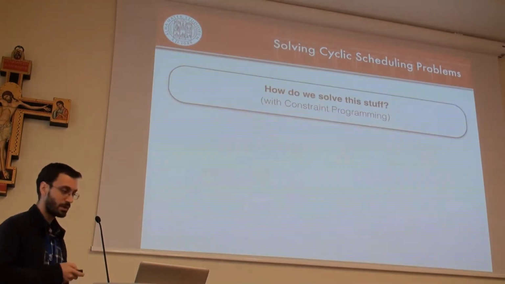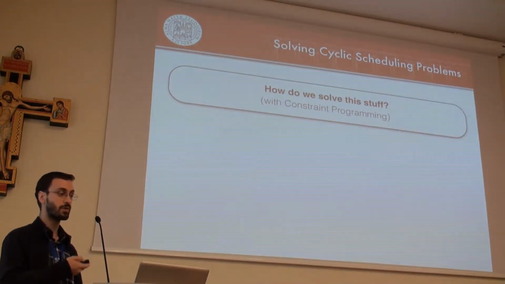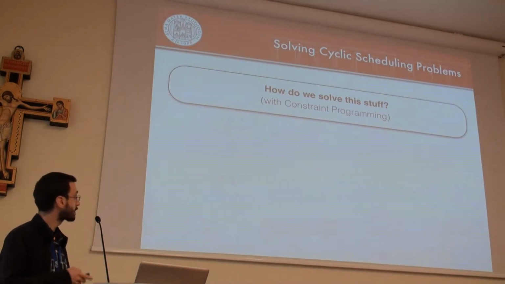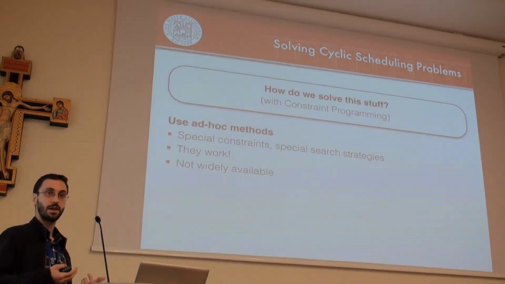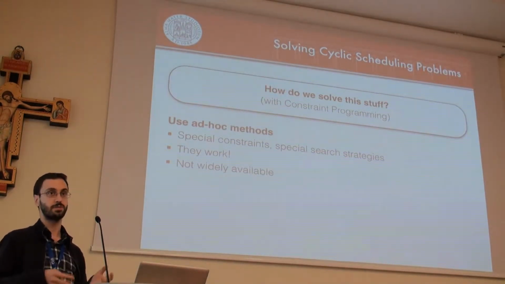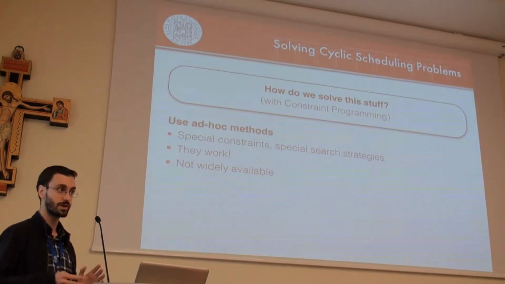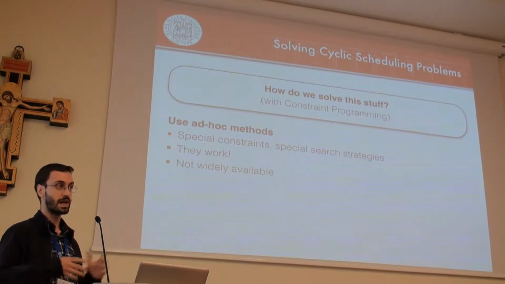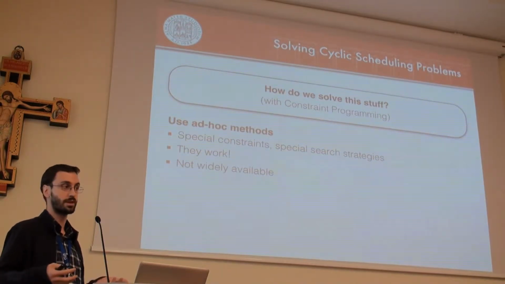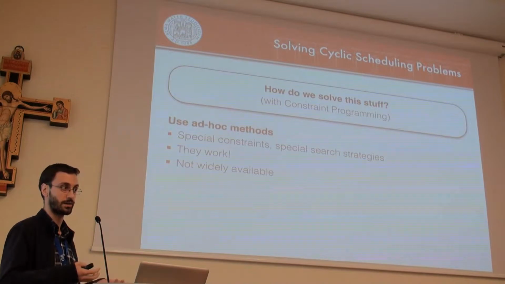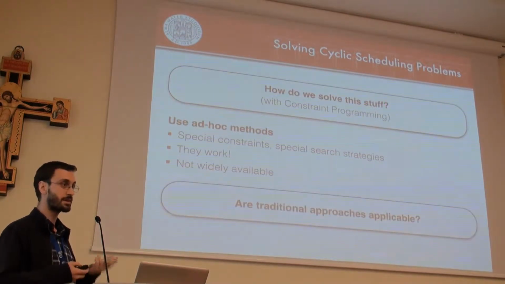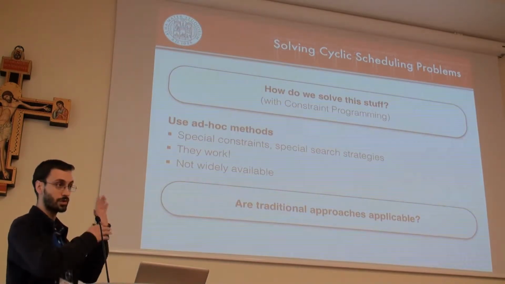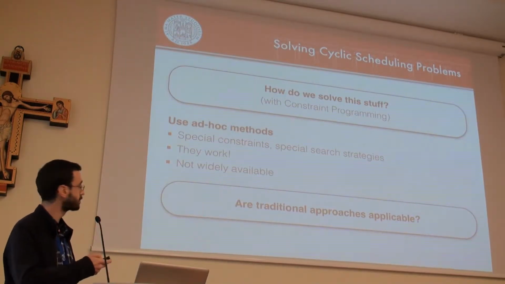Okay. So the obvious question is, how do we solve this stuff? And I'm talking about how do we solve this stuff with constraint programming in this case. Something that we can do is using special purpose constraints and special purpose search algorithms. This works, we've worked on that, and you can do nice things. The problem is that those algorithms are not widespread. They're not so easy to get. So it would be very interesting if this class of problem could be solved by using traditional constraint solvers. So it is possible to reduce the stuff to something that we already know.